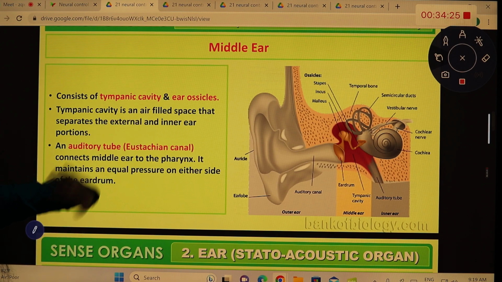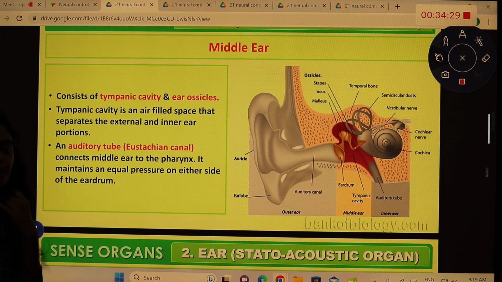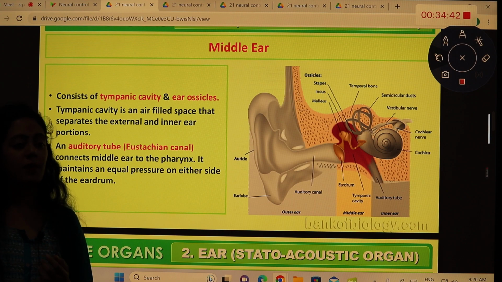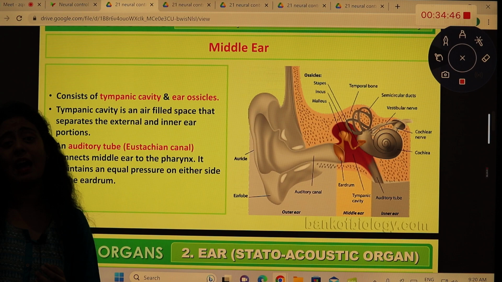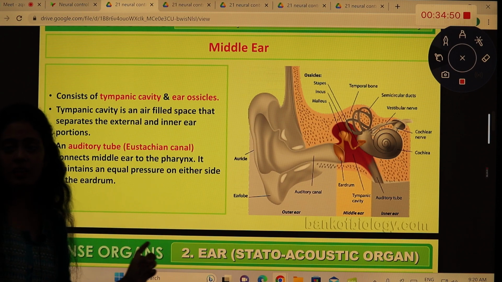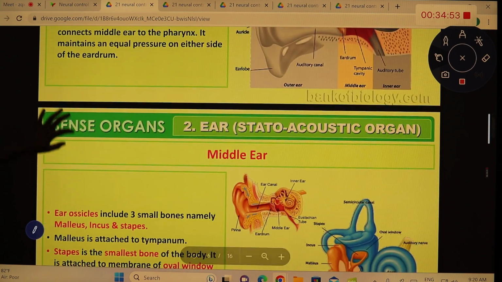So the middle ear also contains the ear ossicles. Can anyone tell what the function of the ear ossicles is? What is the use of the ear ossicles? It increases the frequency of sound waves. It amplifies the sound. Even the smallest of small sounds you can hear. Even if a pen falls down, we are able to understand what that sound is, because those sounds are amplified by your ear ossicles. Clear? Understood? The middle ear.